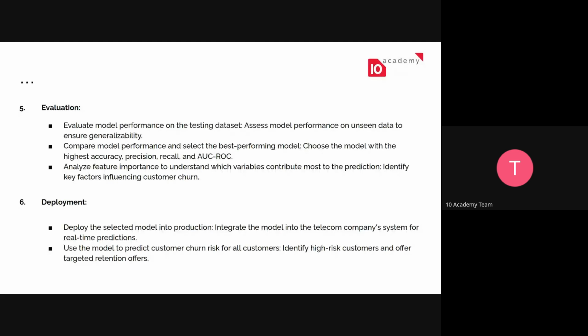And finally is the deployment. After evaluating our model, we can deploy the selected model in production, integrate the models into other companies or major data so that everyone can see them and everyone can use them. Forget about customer churn in this specific scenario, everyone can use it and every type of data can use it, okay?